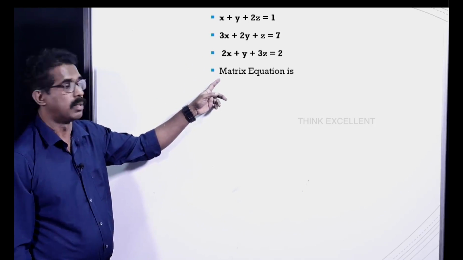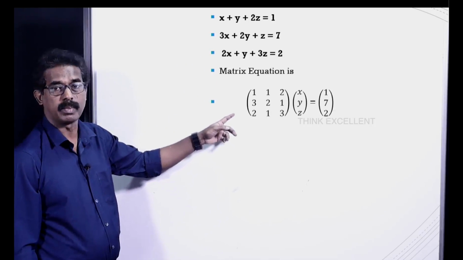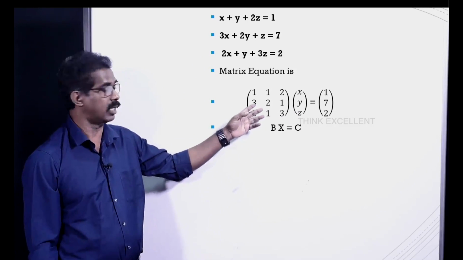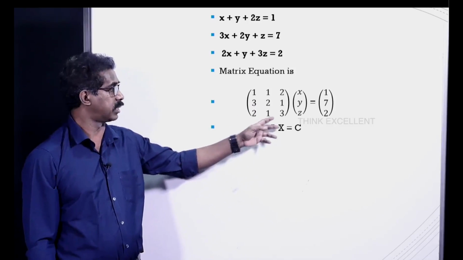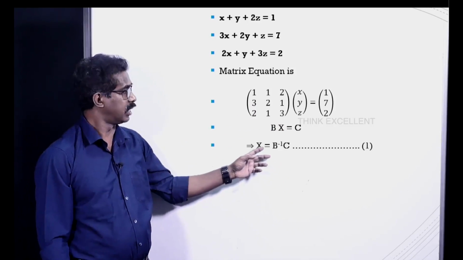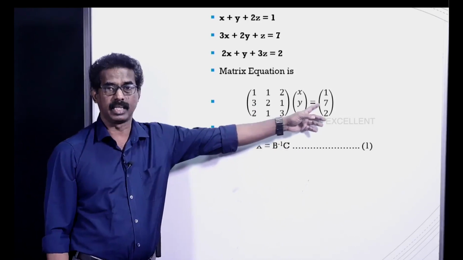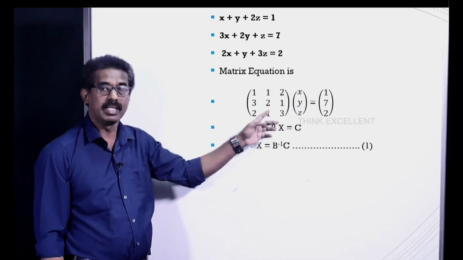Write it in the matrix equation. What is the matrix equation? AX equal to B. But here you can see this is B, right? I explained already. This is B. So BX equal to C. What's the formula for X? X is equal to B inverse into C. C, you know, this is C. 172. But B inverse we want.